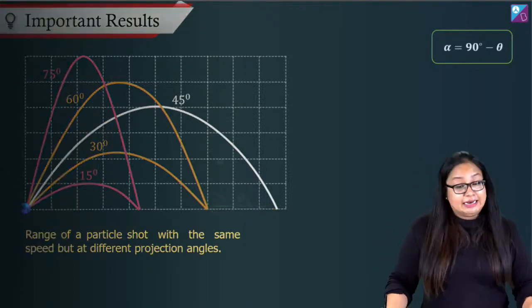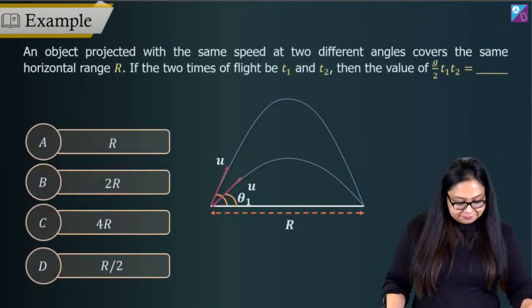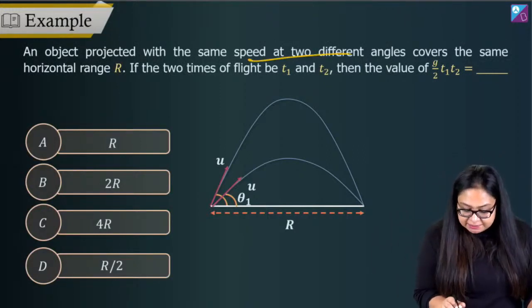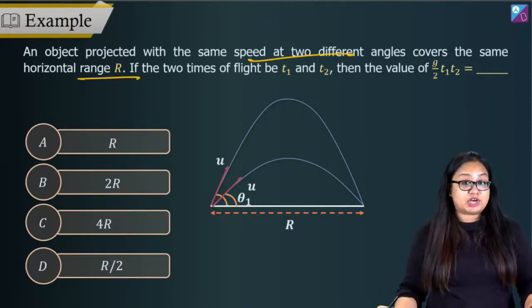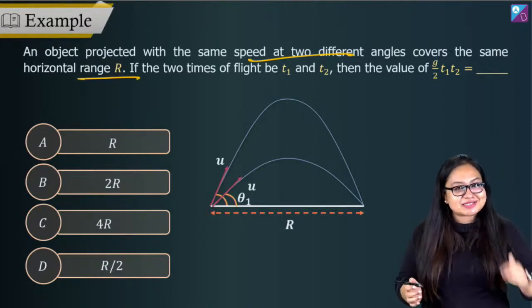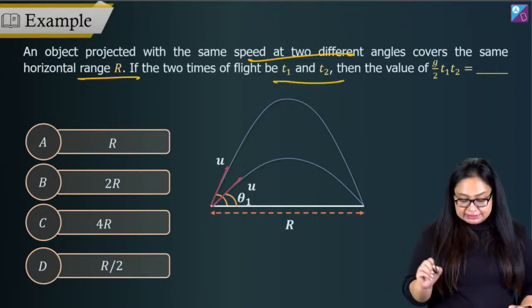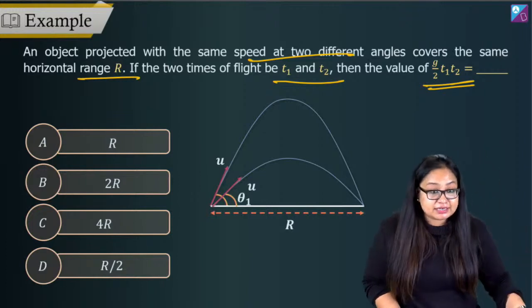Alright. Now that we've done this, let's go solve another question. Okay? Here we've got a question. An object is projected with the same speed at 2 different angles. It covers the same horizontal range R. See? We just did this. If the 2 times of flight are T1 and T2, then what is the value of half G T1 T2?